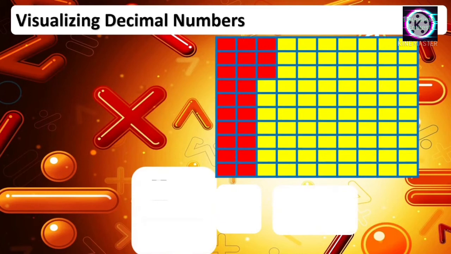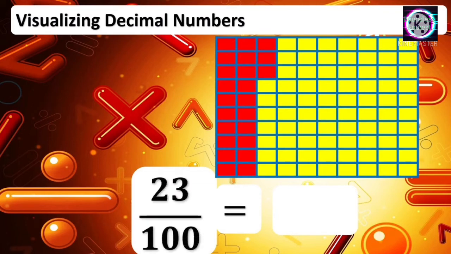Next, we have here a total of 100 grids. That is why we are going to write 100 as the denominator. And the red part is 23, which will be the numerator. Now, how are we going to express it into a decimal number? Let us write first the decimal point. Now, look at the denominator. We have 100.